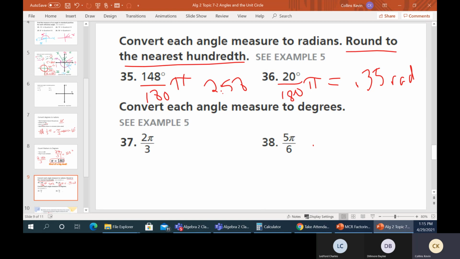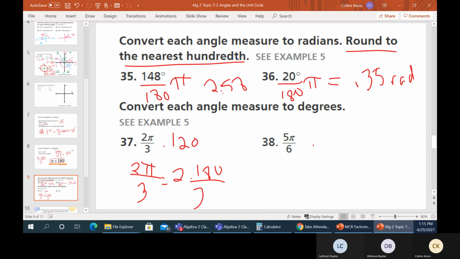So again, all I have to do, and matter of fact, I already did this one. So 2 pi over 3 is the same as saying 2 times 180 over 3, which we already figured out was 120. I did that one by accident. All right, next one's 5 pi over 6. So 5, instead of pi, call it 180. So 180, and then divided by 6. Calculator city.